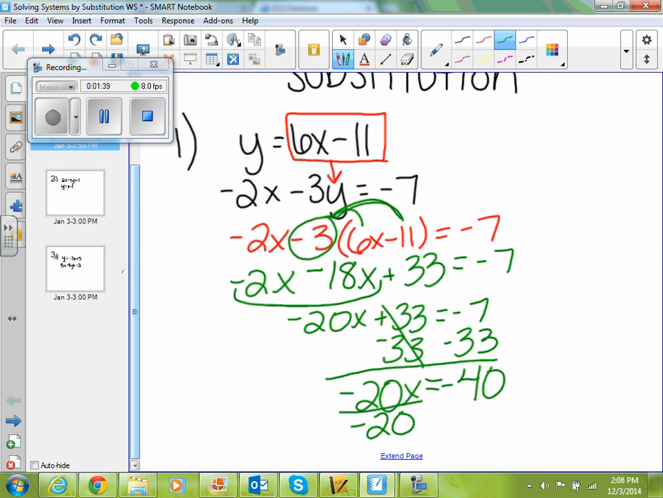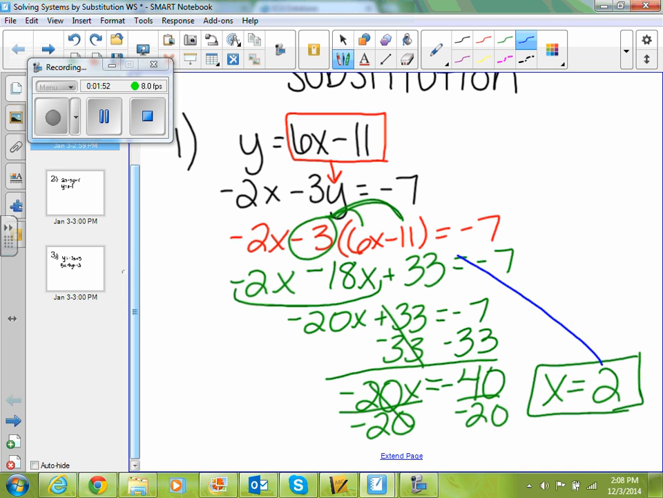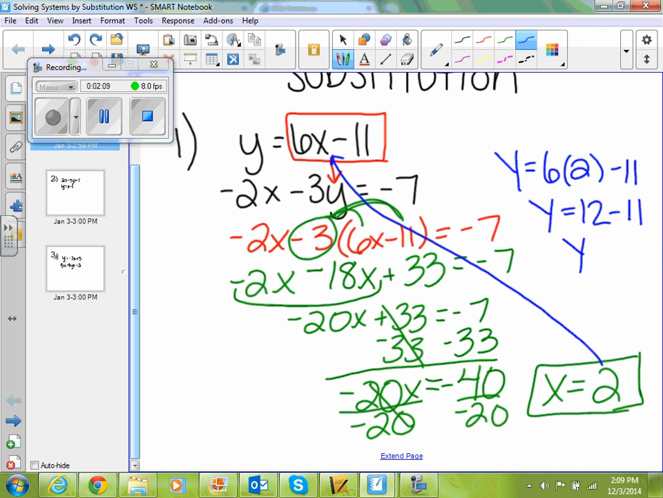How do I finish solving for x? Divide. Divide by negative 20. What's negative 40 divided by negative 20? 2. So x equals 2. Am I done? No. I need to substitute this 2 back in for x where I drew my box. So I get y equals 6 times 2 minus 11. 6 times 2 is 12. 12 minus 11 is 1. So y equals 1. So everybody should now get number 1 correct because I just did number 1 for you.